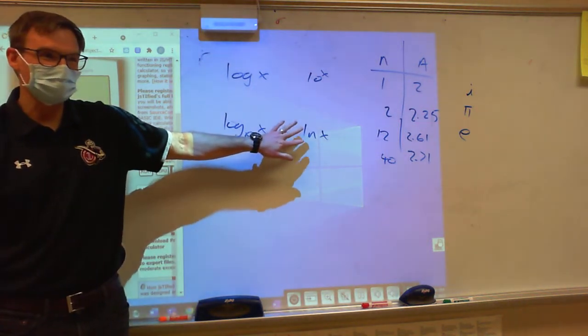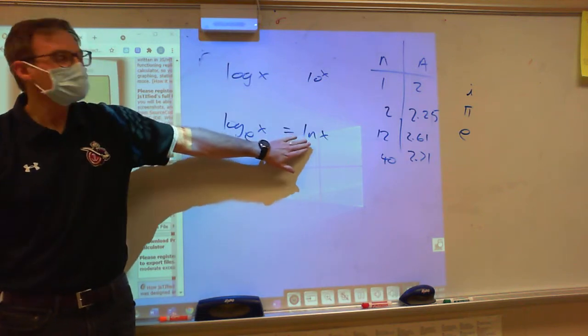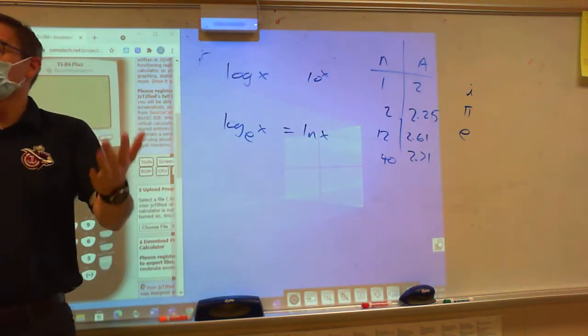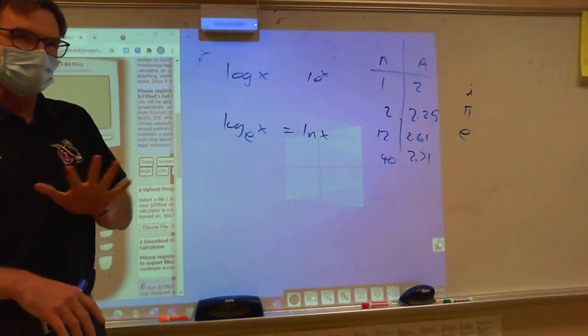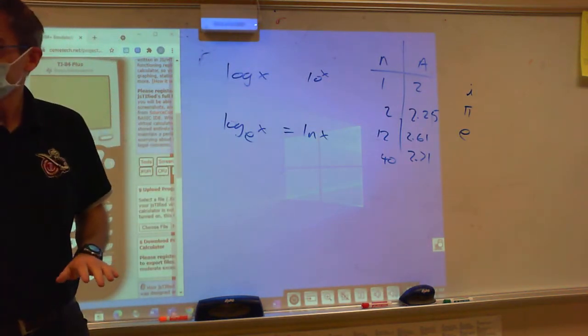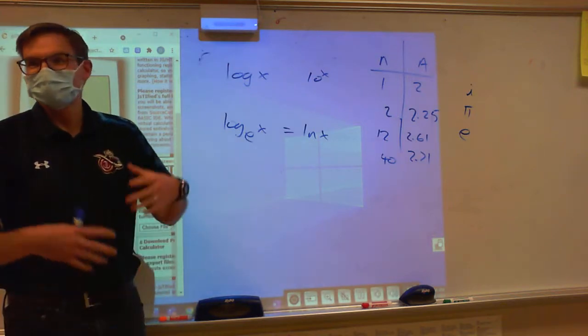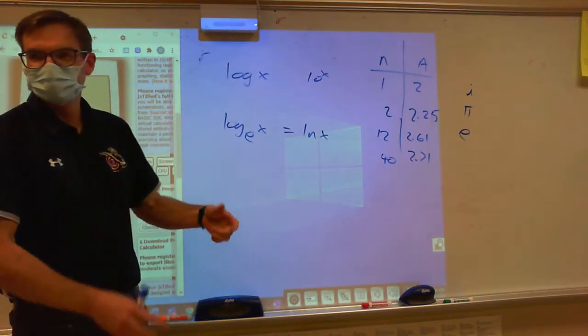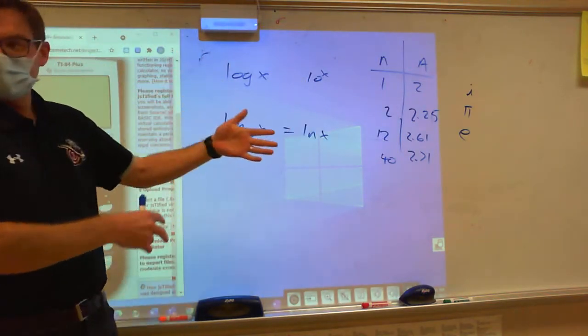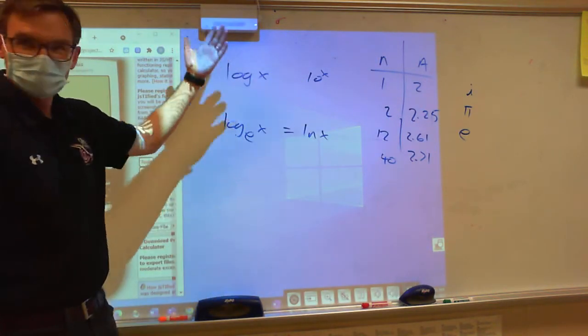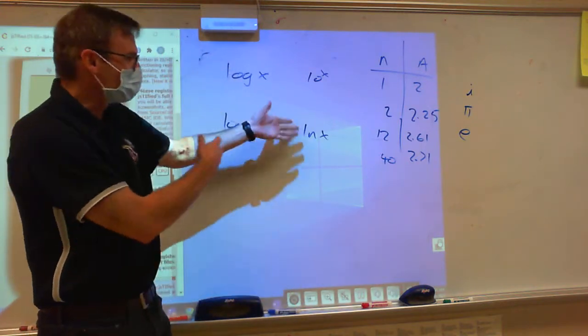So whenever you see natural log, that's just log base e. And we're going to do some stuff with that very shortly. But I like talking about the definition of e after we talk about that formula for compounding interest, so that now we can actually define what e is.